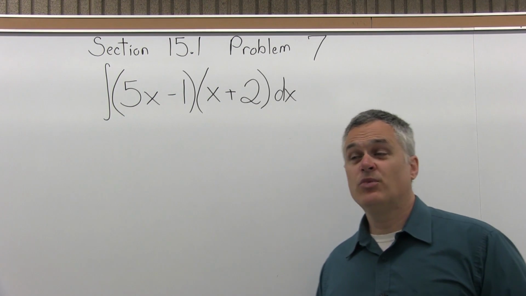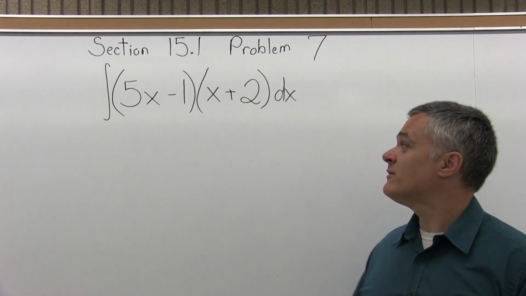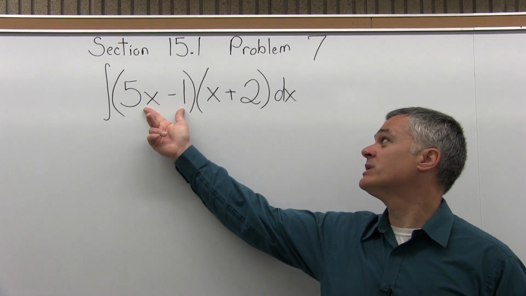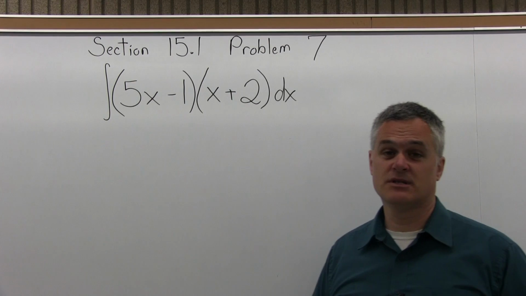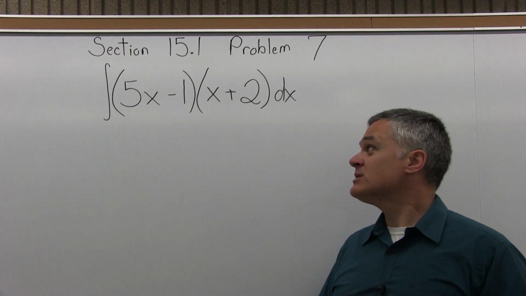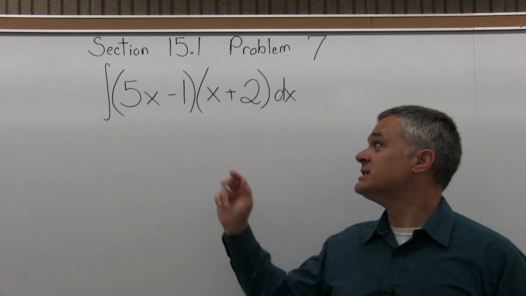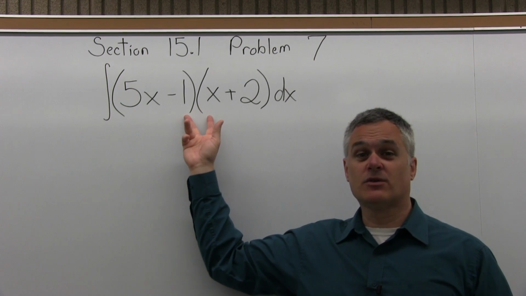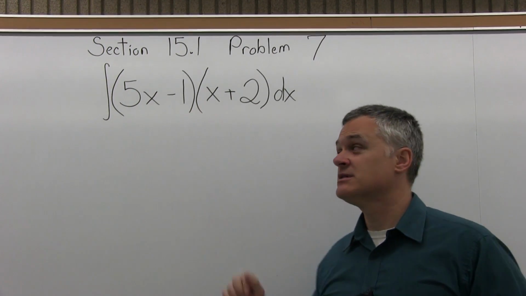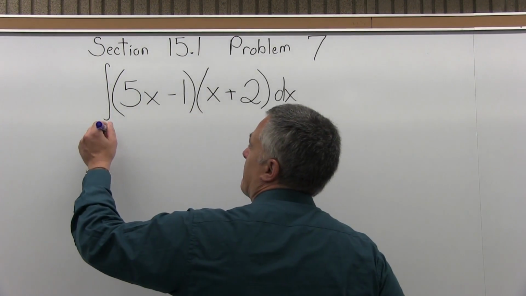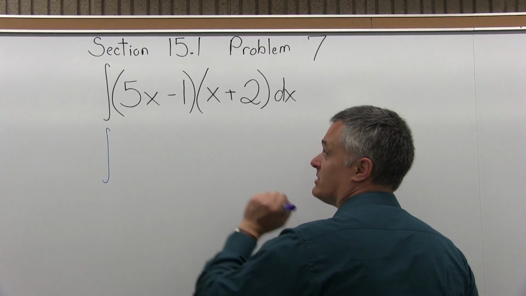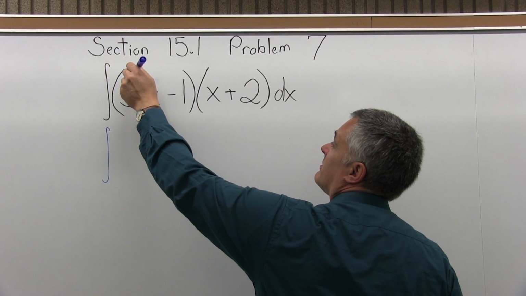This is Section 15.1, problem number 7. We want to find the integral of (5x minus 1) times (x plus 2). Now, what makes this one a little different than the previous problems is that before we can solve the integral, we have to clear the parentheses. So I'm still going to keep the integral symbol. And now let me clear my parentheses.